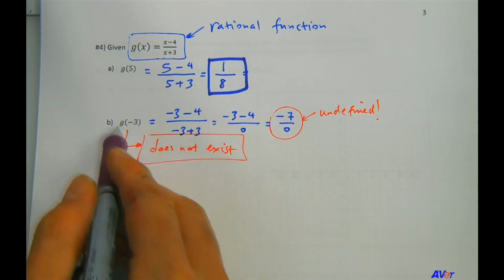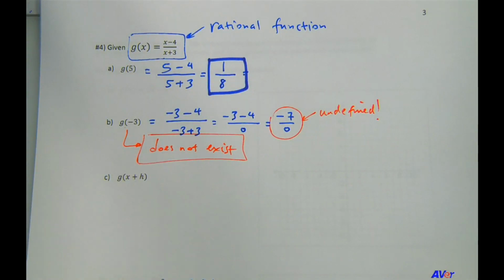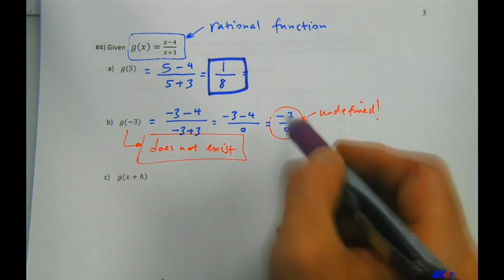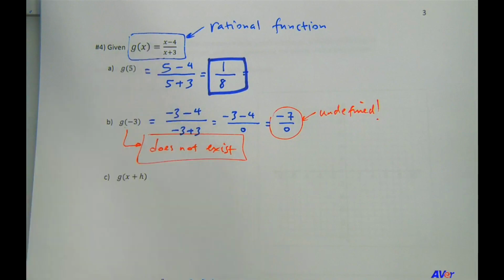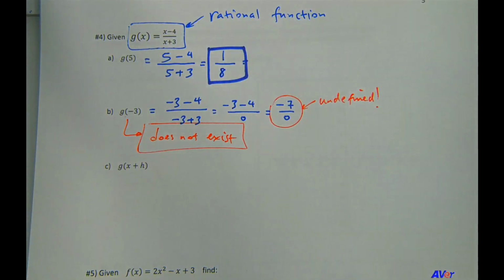Okay, the value of this rational function at negative 3 does not exist because we end up dividing by 0 when we plug in negative 3. We were talking about domain earlier, right? So the domain of this rational function must exclude -3. Okay? We have more examples on domain, so I'm going to wait until we get to those.